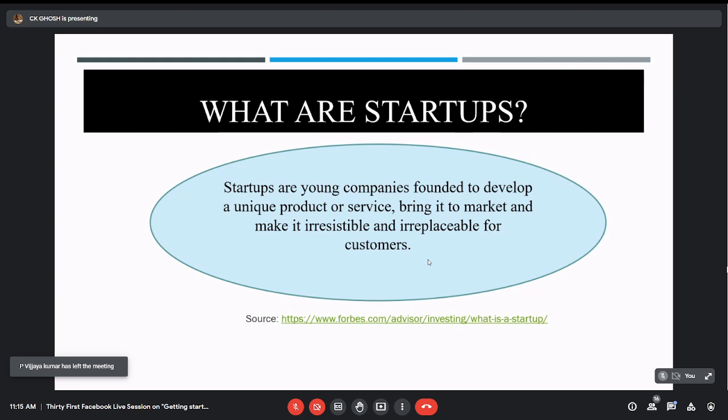You bring it to market, and then the other two expressions, irresistible and irreplaceable. Now, those are easier said than done, but you have to strive for doing it in such a manner for the customers that it turns out to be irresistible and irreplaceable.